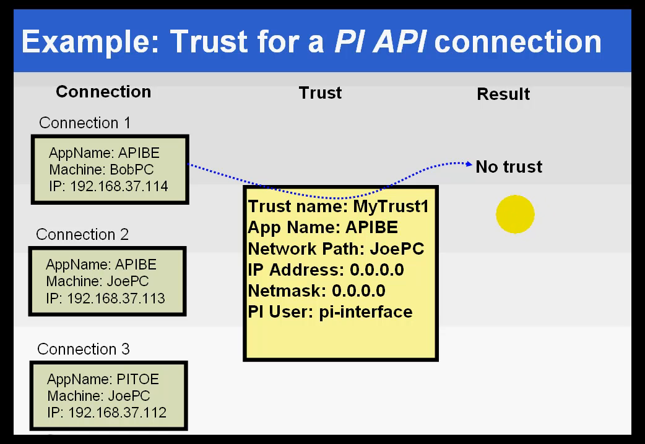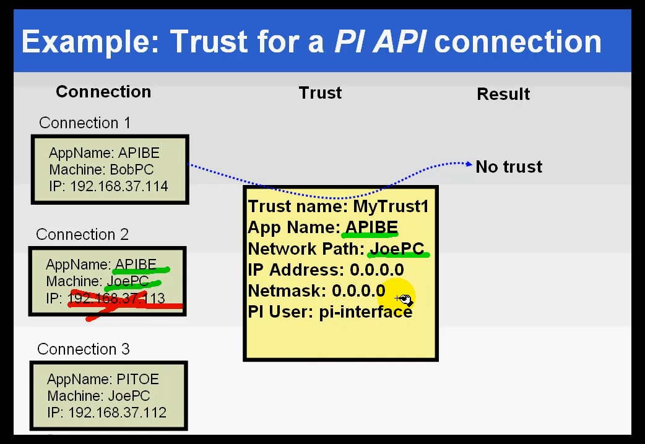Okay, let's take a look at a second incoming connection. For this second incoming connection, the application name is API BE. That matches the application name in the trust. Machine name is JoePC. That matches this. So far, so good. Excuse me, this is again a red herring that simply is there to make this a little bit more challenging an example.